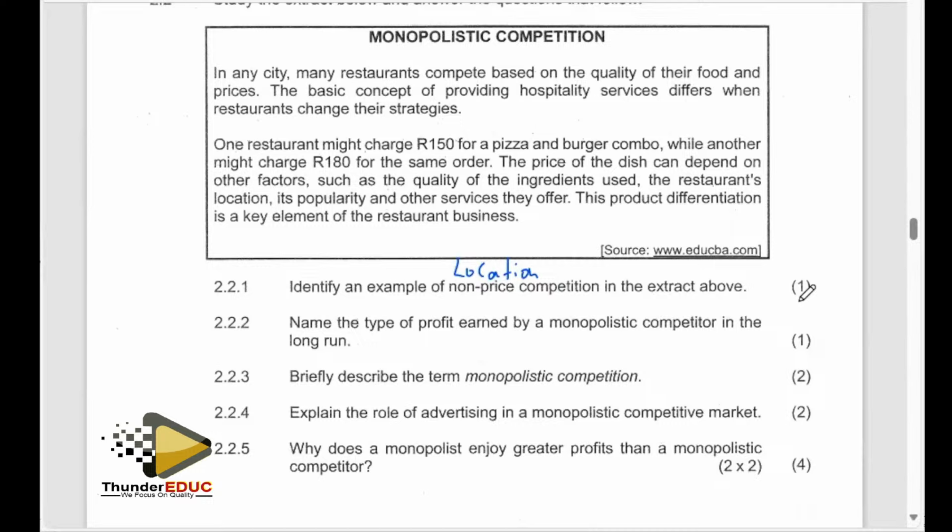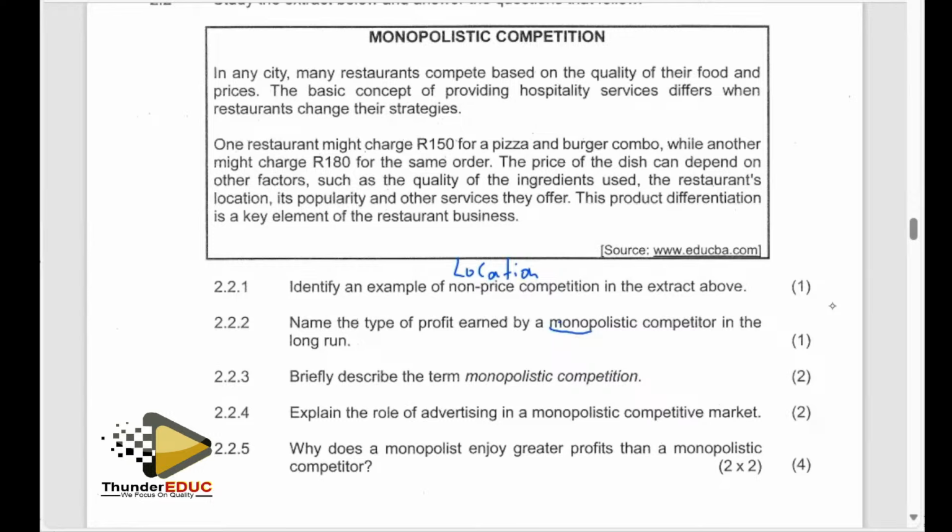Name the type of profit earned by monopolistic competitor in the long run. So now the fact that this is monopolistic business and monopolistic competitor in the long run. So now monopolistic competitor in the long run, they're actually going to what? Going to make normal profit. They're going to make normal profit because remember, in this market structure, they are not alone. They still have other competing businesses in the market.